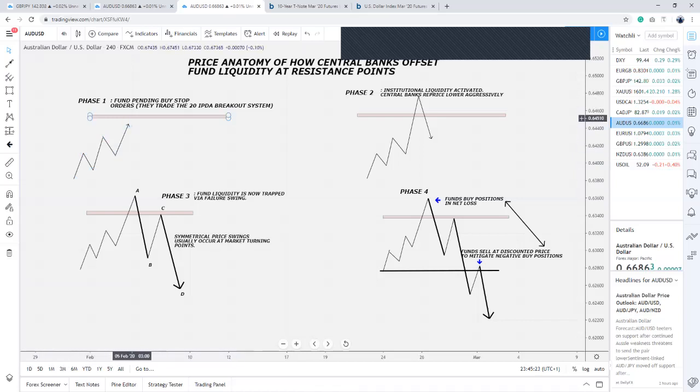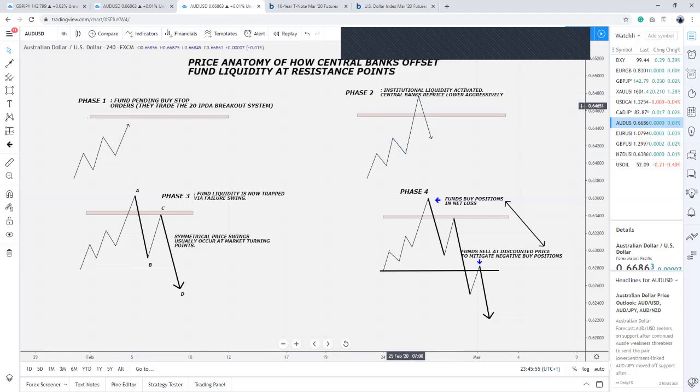The funds are expecting a breakout of that level for price to continue the underlying trend, which is the bullish trend. Because like I explained, the funds trade a 20-day IPDA breakout system. So you're looking for that breakout for a continuation move, right? Now phase 2 is IPDA is going to quickly drive price into that level, and price is going to break through that level, which will look like a breakout, and price wants to keep going to the upside.